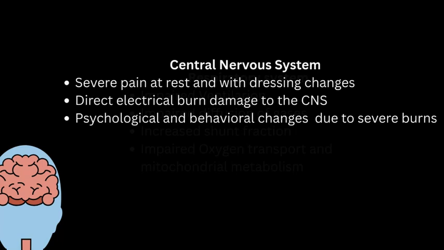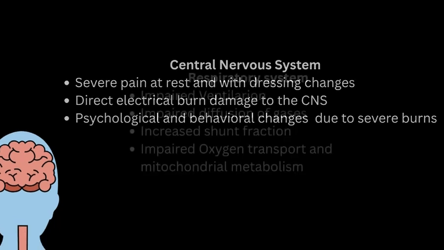Meanwhile, the direct electrical burn damage to the central nervous system caused by electrical burn can be transmitted along the blood along the highly vascular centers, especially the brain and the spinal cord. So what happens, there will be activation of simultaneous voltage gated channels causing widespread activation. So there can be seizure and coma. Whereas the psychological and behavior changes due to severe burns include PTSD, and those who have underlying depression, anxiety, and other things can become worsened after the burn injury.